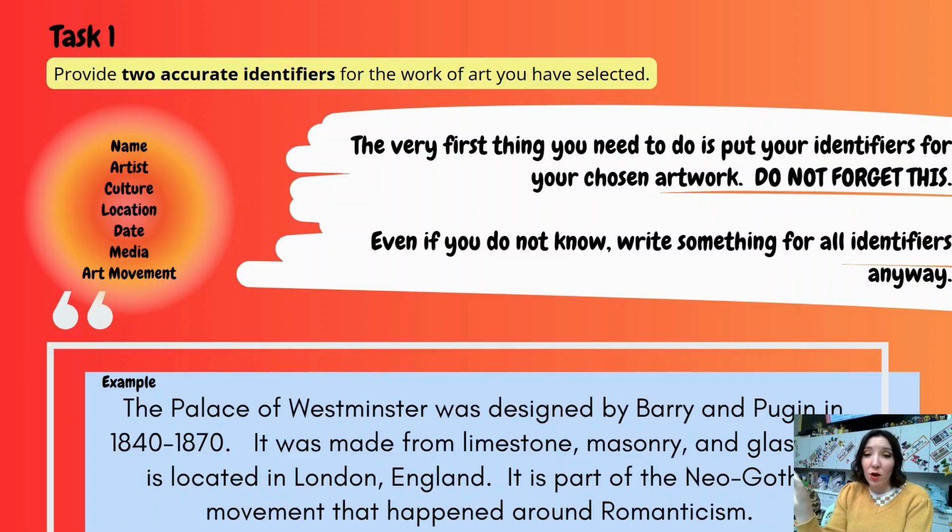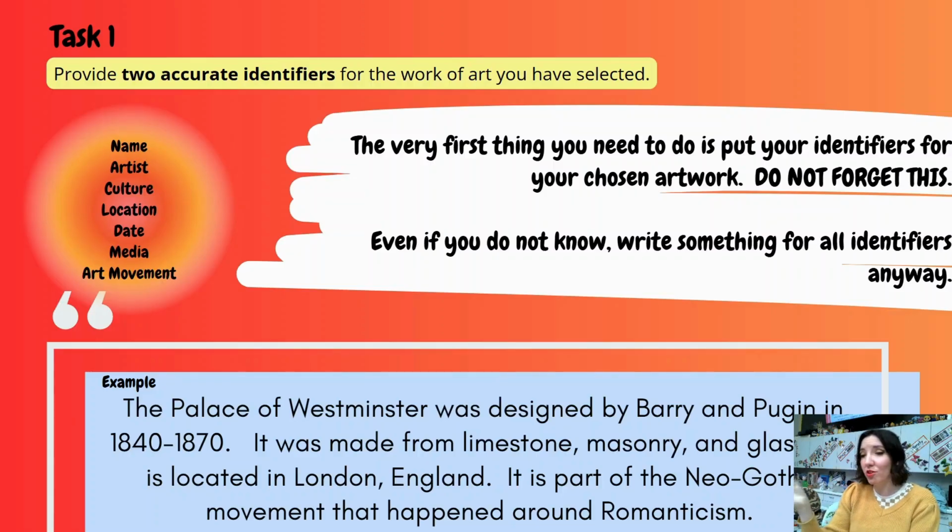So the name of the artwork won't count when it's given to you, but artists, culture, location, dates, media, art movements, any of those kinds of things as listed, totally count, right? So here I have the Palace of Westminster was designed by Barry and Pugin in 1840 to 1870.